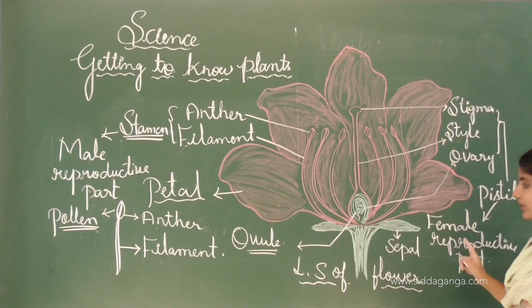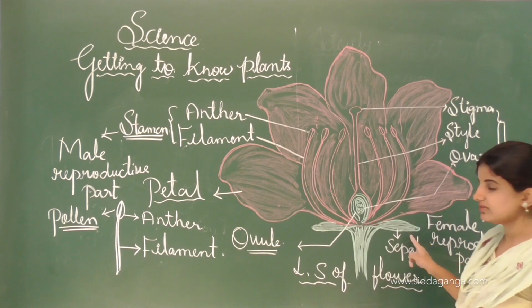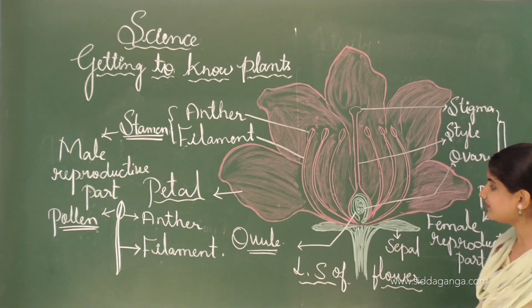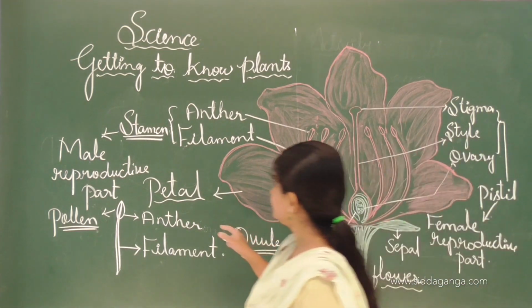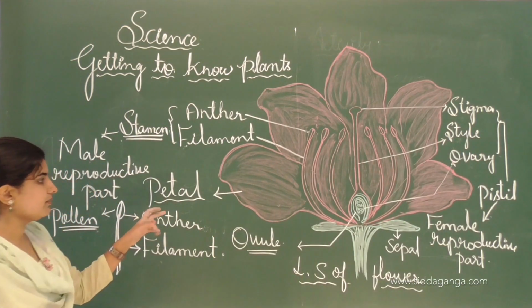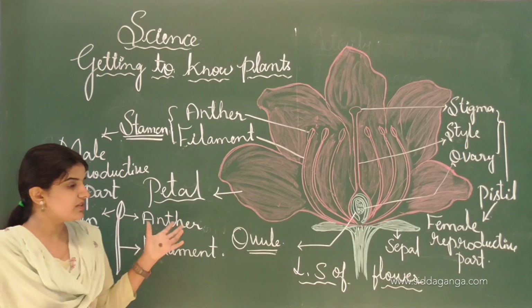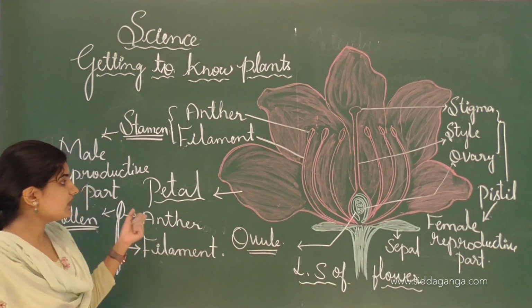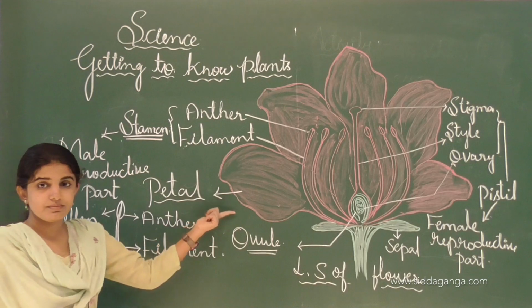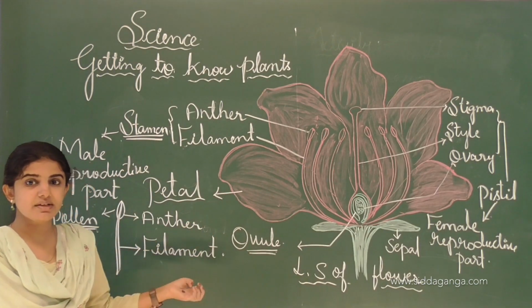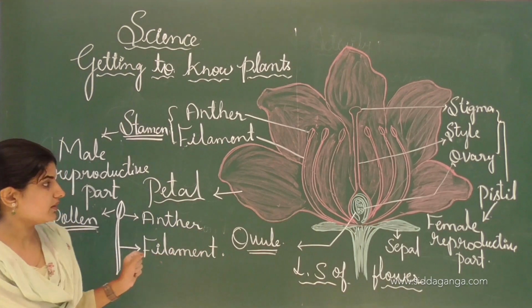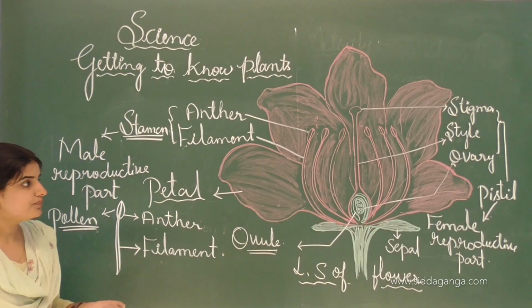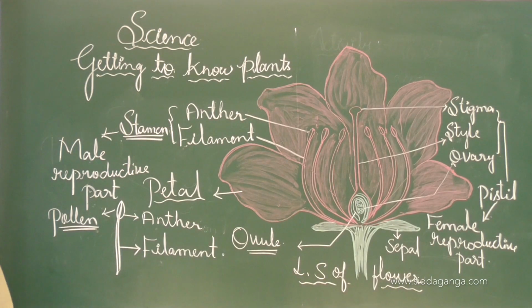Pistil is the female reproductive part of a flower, and sepal is there. Sepal is the leaf-like structure present in the flower. And here the petal will be there. Petal is broad in structure and bright in color, and it will attract insects to suck the nectar, and even animals are attracted to suck the nectar. And this is all about the parts of a flower.